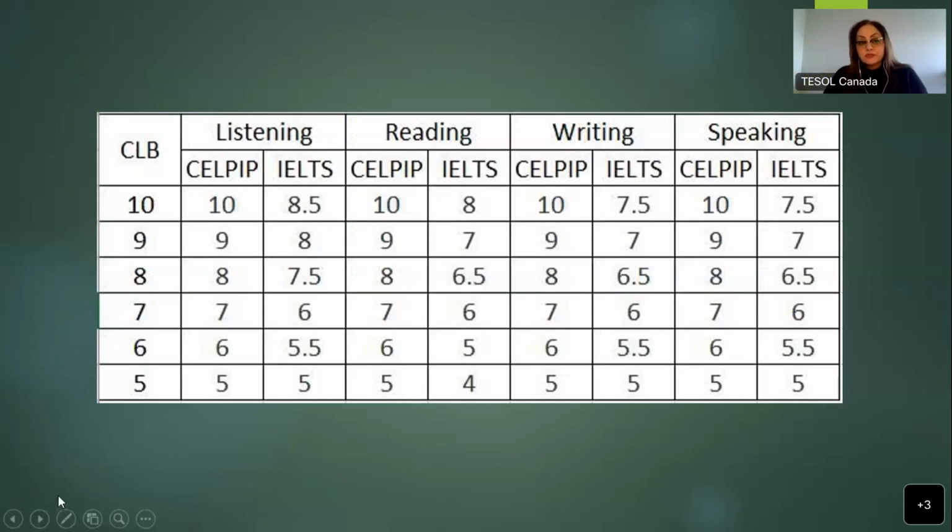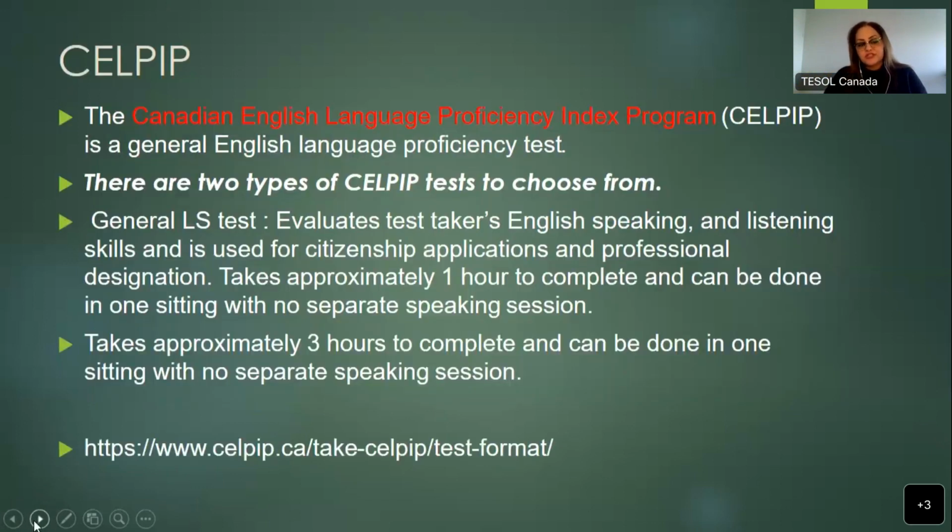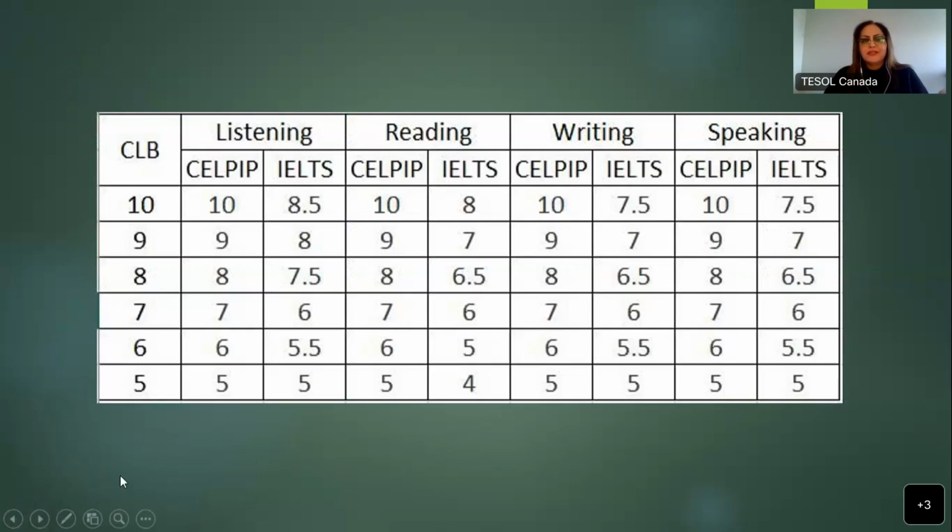Okay, so that goes for CELPIP. Once more, it's Canadian English Language Proficiency Test. So maybe you don't find it in Asia and Europe, but still you can take the exam in Asia. I know in Turkey, many people take it, especially the ones who want to immigrate to Canada.